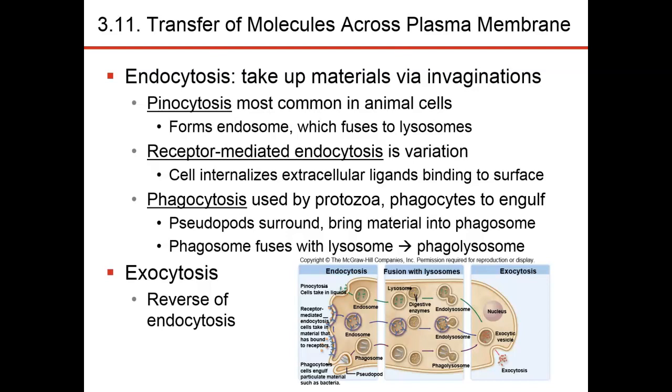And then we have exocytosis. Exocytosis is the release of materials from the cell by taking a vesicle, fusing that vesicle to the plasma membrane, opening the vesicle, and releasing that material out. So it's the reverse of endocytosis. Endocytosis is taking in materials into the cell. Exocytosis is material exits the cell, okay?